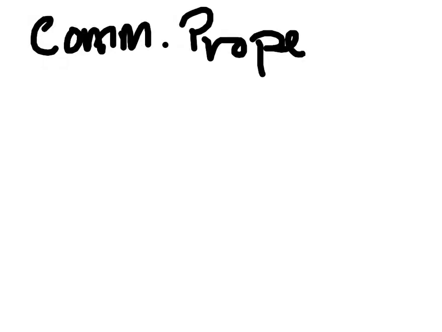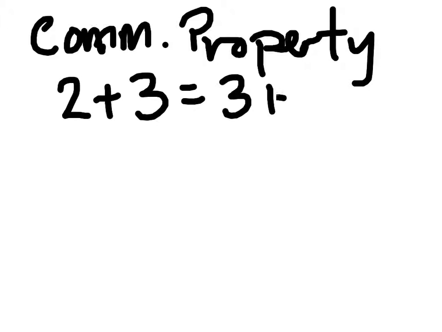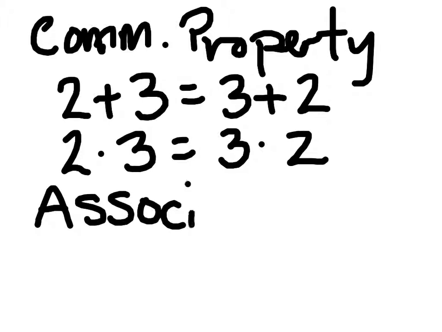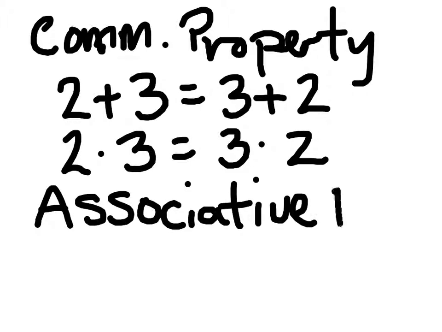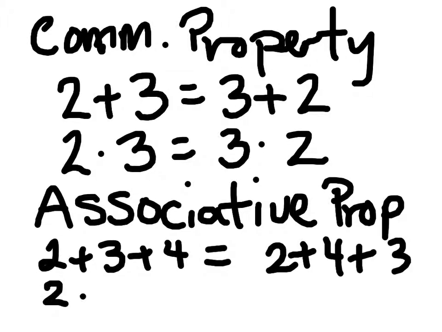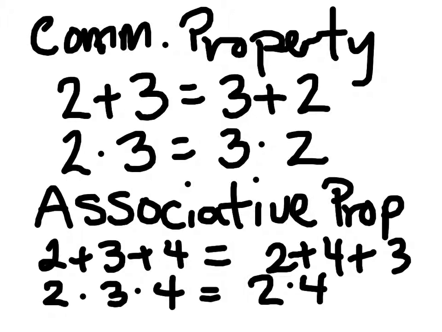So to review, the commutative property says that we can add any two numbers or multiply any two numbers in any order. So 2 plus 3 is the same as 3 plus 2, and 2 times 3 is the same as 3 times 2. Associative is very similar. It just means we can do it with more than two numbers. So 2 plus 3 plus 4 could equal 2 plus 4 plus 3, or several other examples. Likewise, if we had 2 times 3 times 4, I could bounce around and decide to multiply 2 times 4 first, and then times 3.